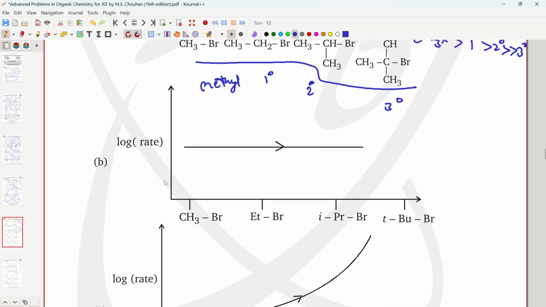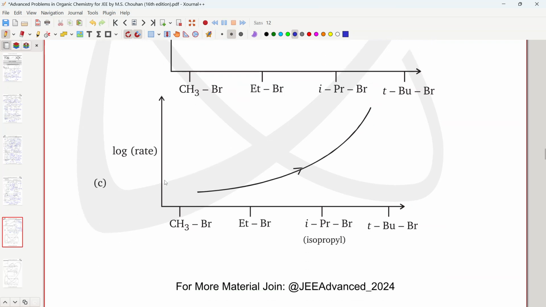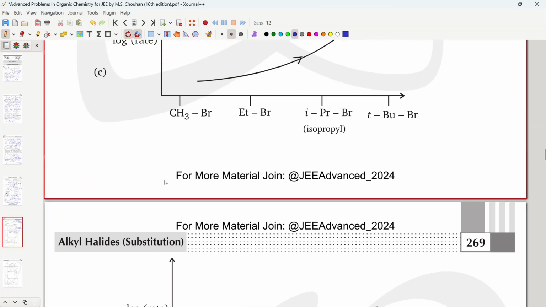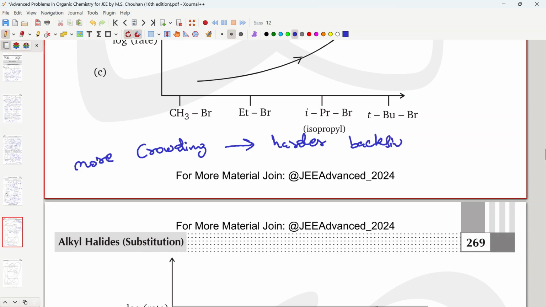Quick memory. CH3X for SN2 is the fastest. Primary is fast. Secondary is slow. Tertiary is almost zero. Think more crowding gives harder backside attack, which means slower SN2.